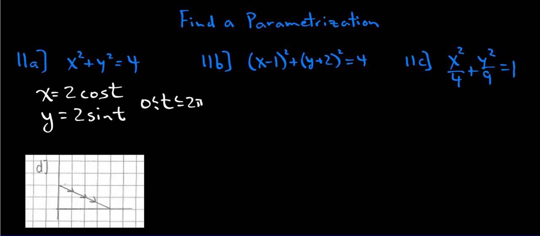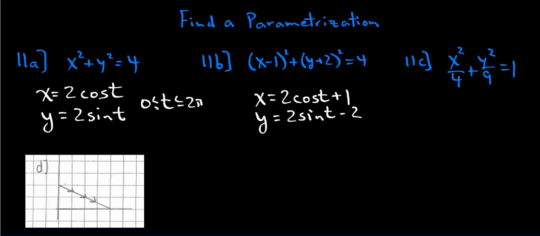Now, if you shift the circle over horizontally 1 unit and vertically down 2 units, what you're going to have is x equals 2 cosine t plus 1, y equals 2 sine t minus 2. So that will give you a circle centered at (1, -2). Now, same thing, t is going to go from 0 to 2 pi.